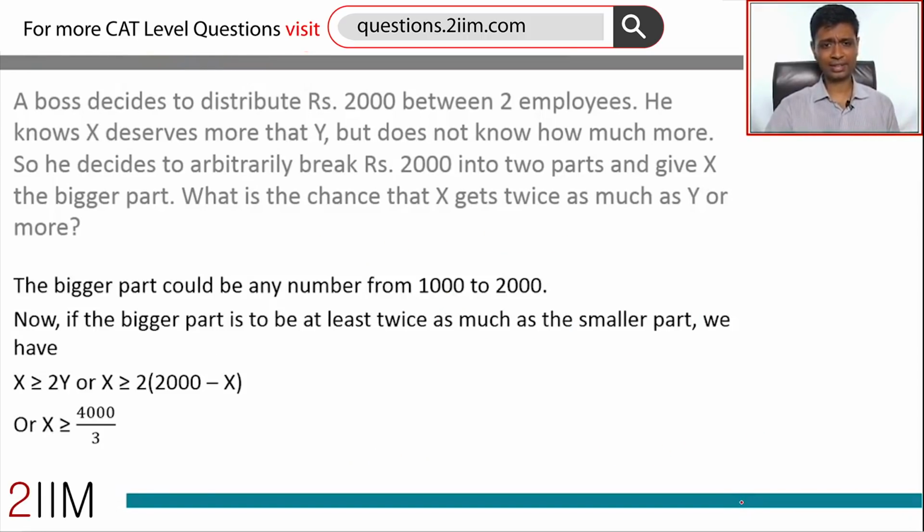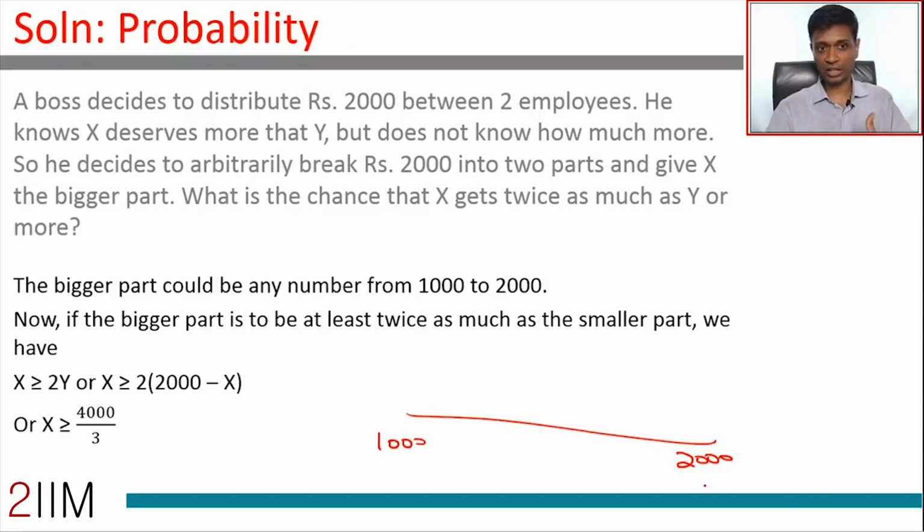I want to imagine it slightly differently. We're thinking about X going from 1000 to 2000. So I'm going to say this is the range. Right? So 1000 to 2000. This is our consideration set, our denominator. X can take all of these values. Now we have to think in terms of within this what works for us. Within this we know the constraint that X should be greater than 4000 by 3.